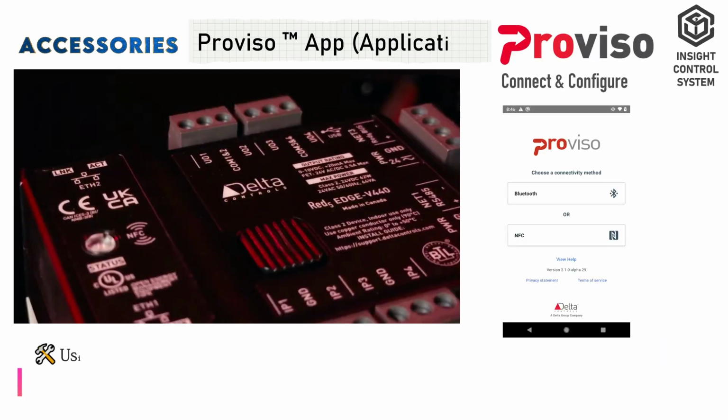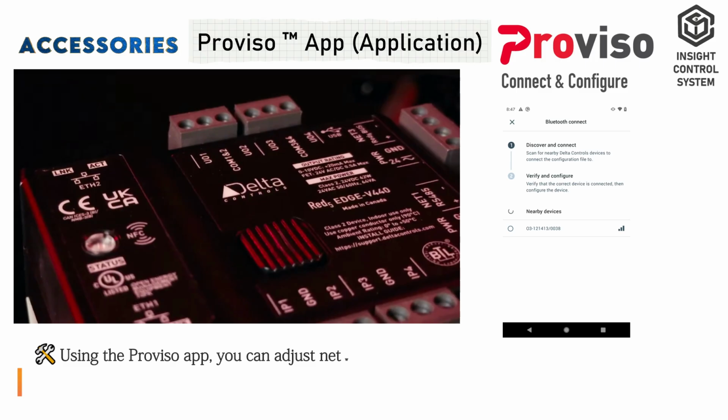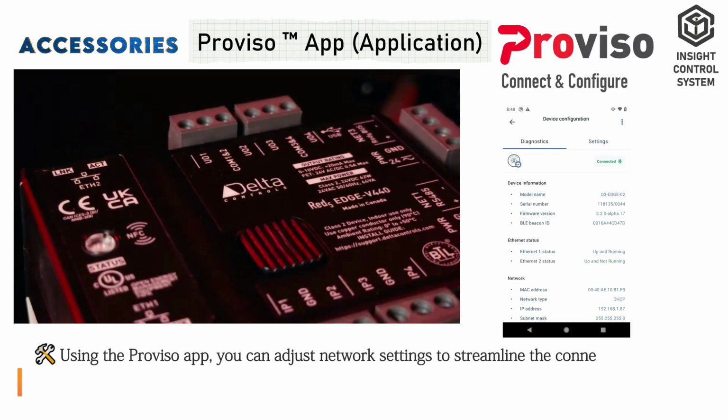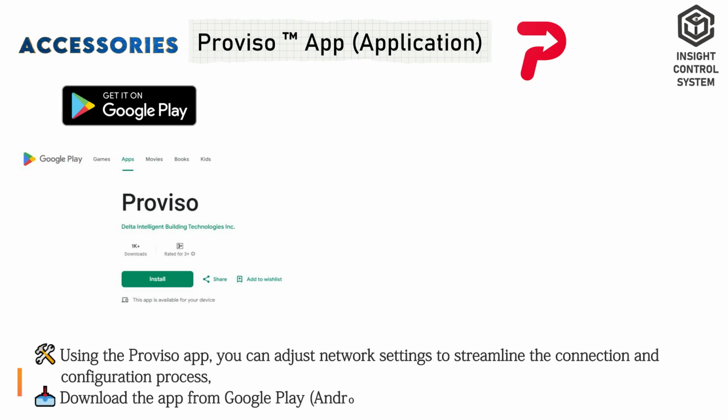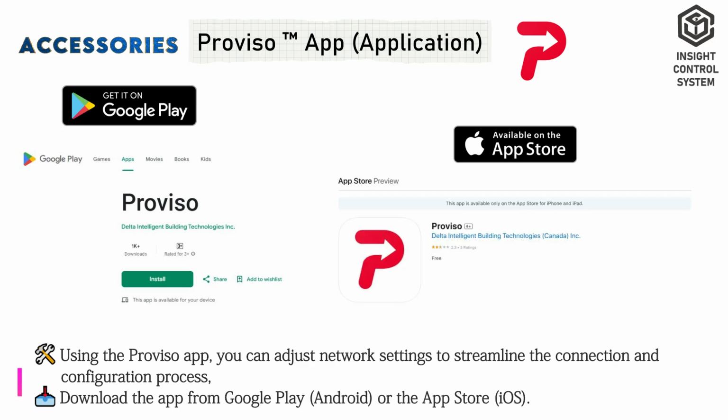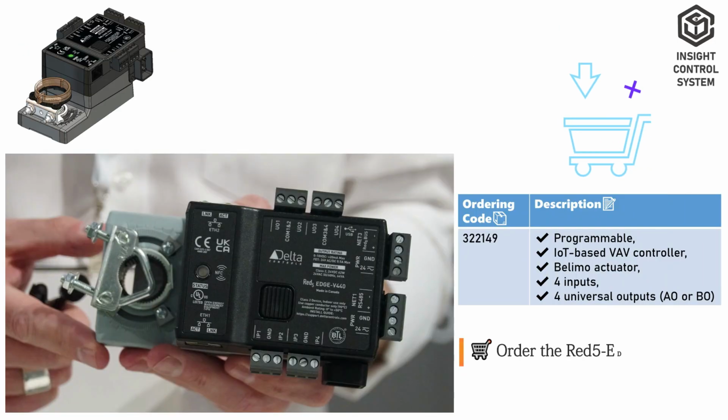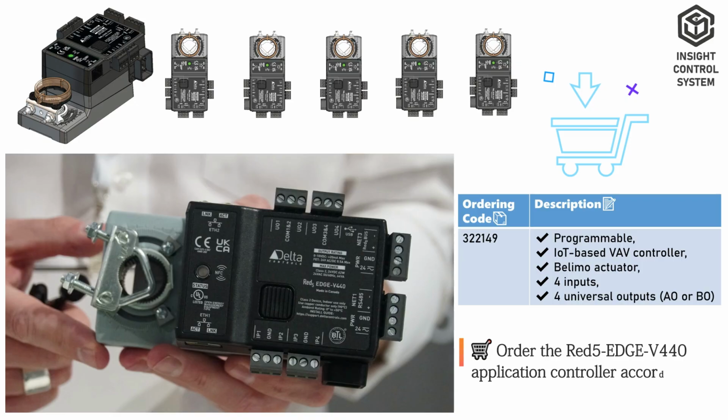Proviso app. Using the Proviso app, you can adjust network settings to streamline the connection and configuration process. Download the app from Google Play or the App Store. Order the Red5-EDGE-V440 application controller according to the following product number.